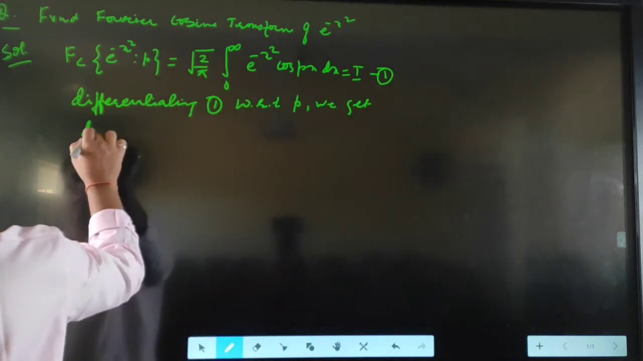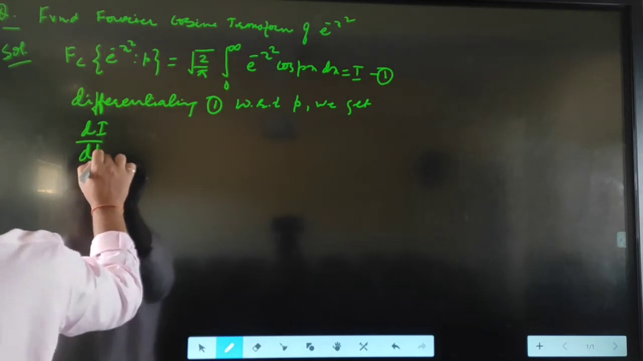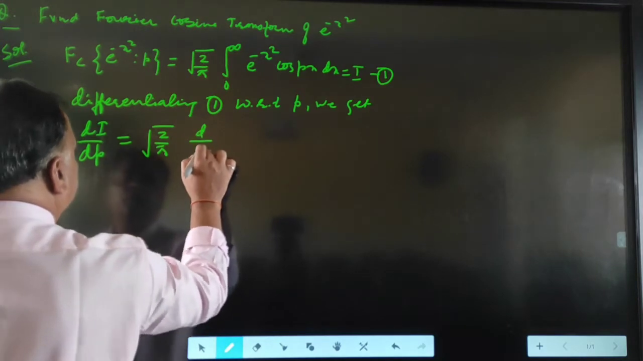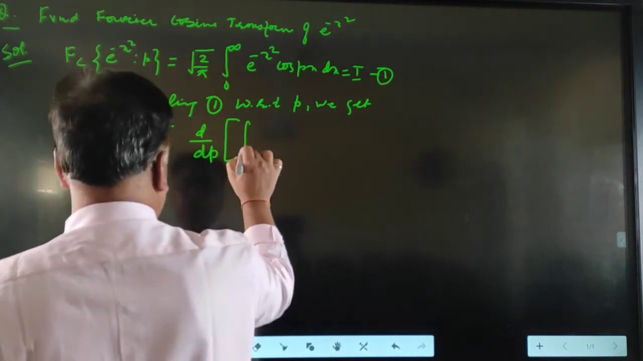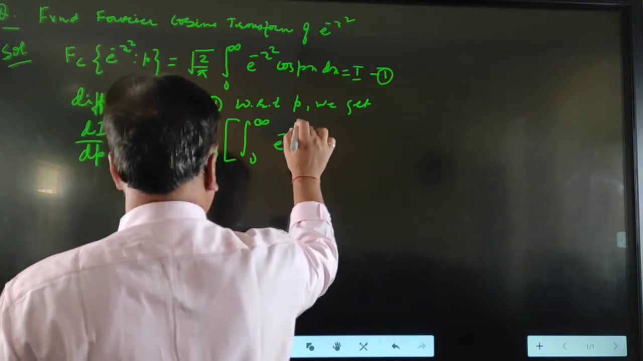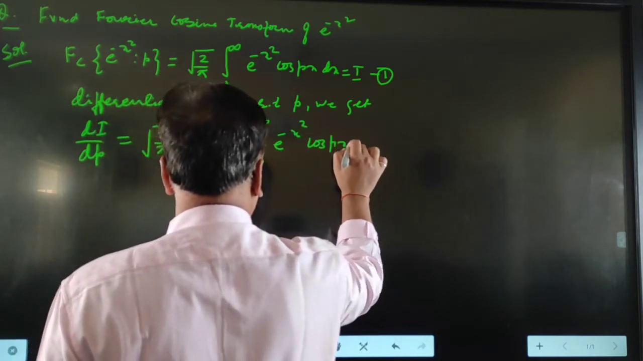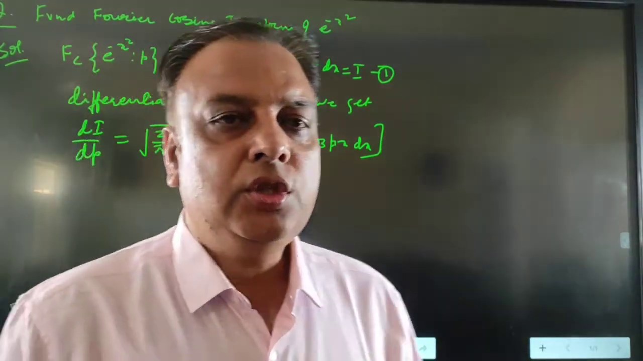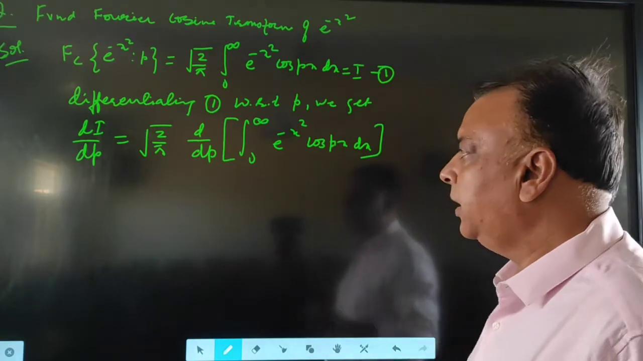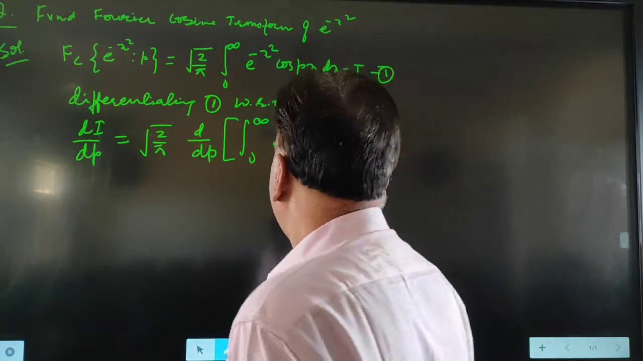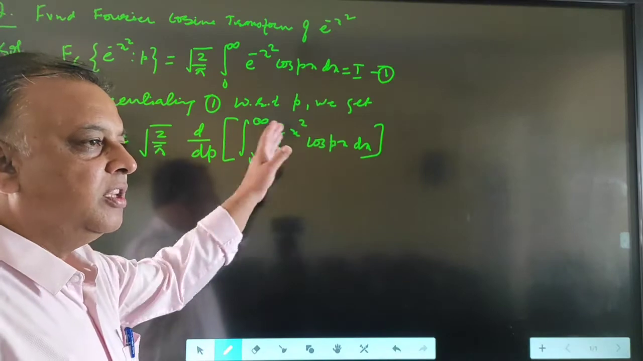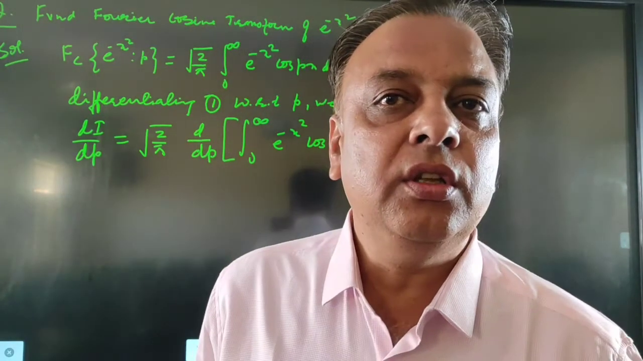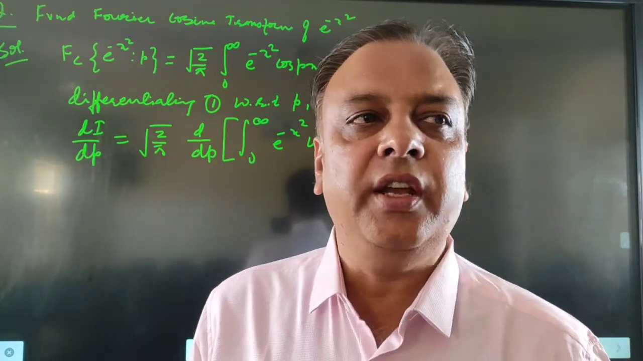Differentiating with respect to p, we get dI upon dp is equal to root 2 upon pi d upon dp of integral 0 to infinity e raised to minus x square cos px dx. Now on the right hand side we have to differentiate under the sign of integration, so for this we have to use the Leibniz rule of differentiation under the sign of integration.